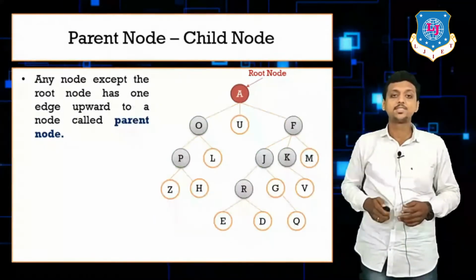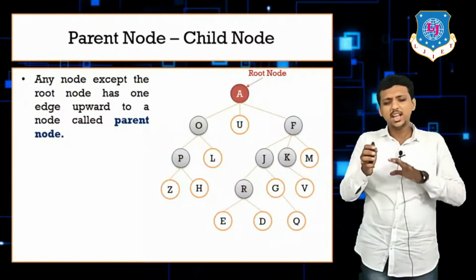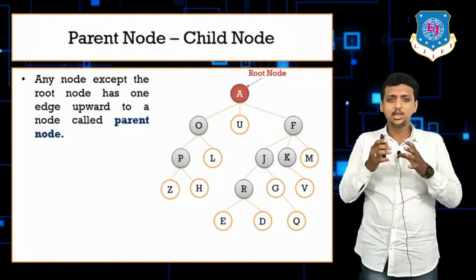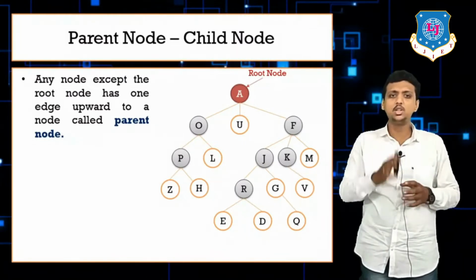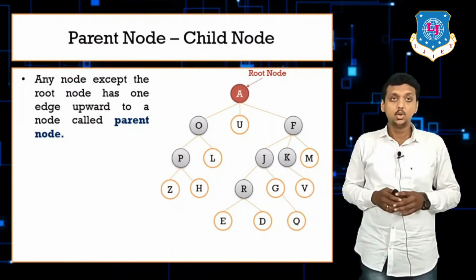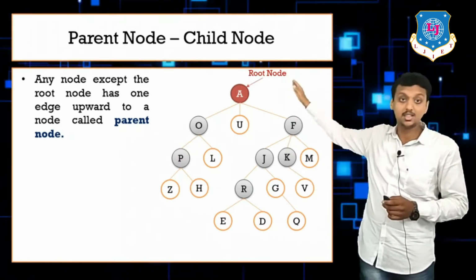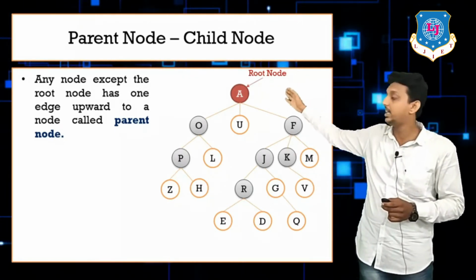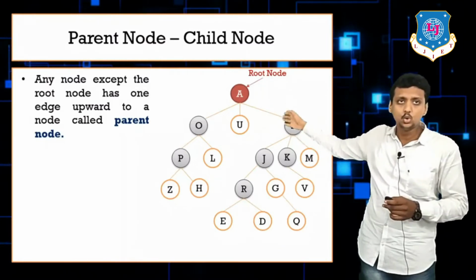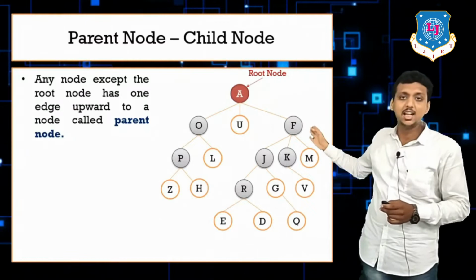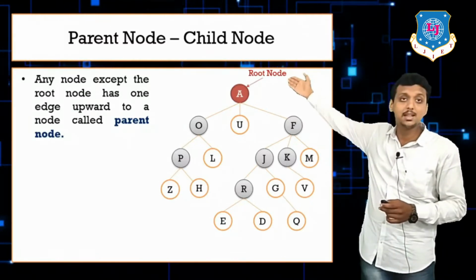Fine. Next, parent and child node relationship. Students, any node except the root node contains one node as a parent node. Here you can see A is a root node. A is also a parent node because it contains O, U and F as its child nodes. That's why A is known as parent node.